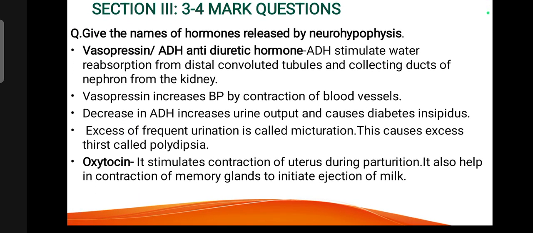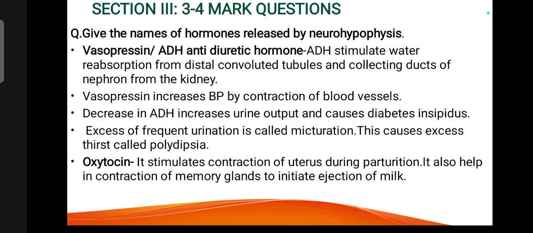Give the names and hormones released by neurohypophysis. Vasopressin or ADH, antidiuretic hormone, and oxytocin. These are the 2 hormones. ADH stimulates water reabsorption from the DCT and collecting ducts of nephron. Vasopressin increases BP by contraction of blood vessels. Increase in ADH increases urine output and causes diabetes insipidus. A question comes on which disease is caused by ADH, so it is diabetes insipidus.